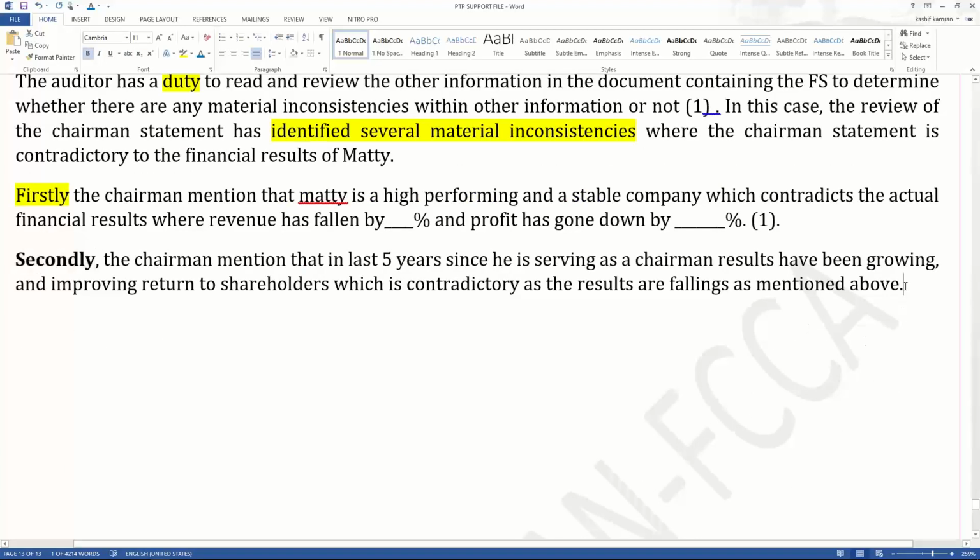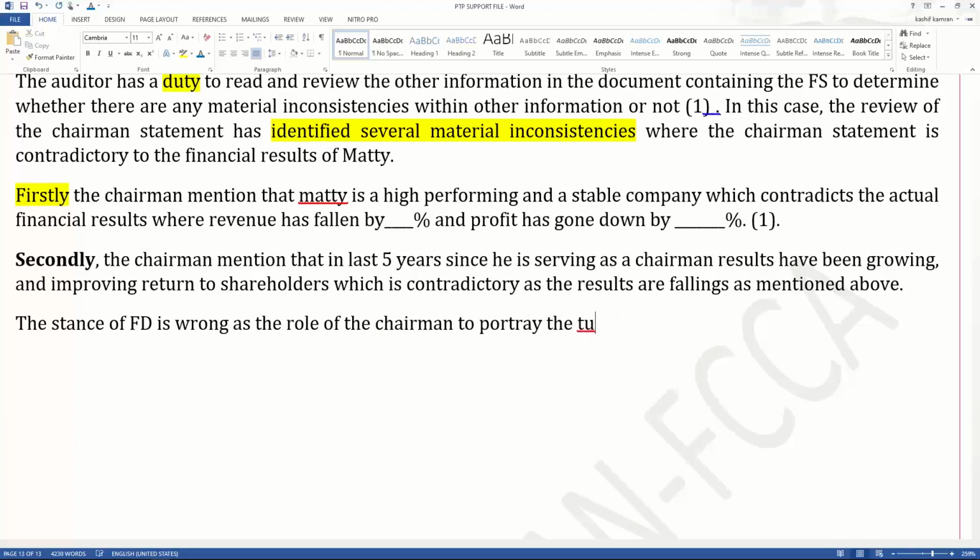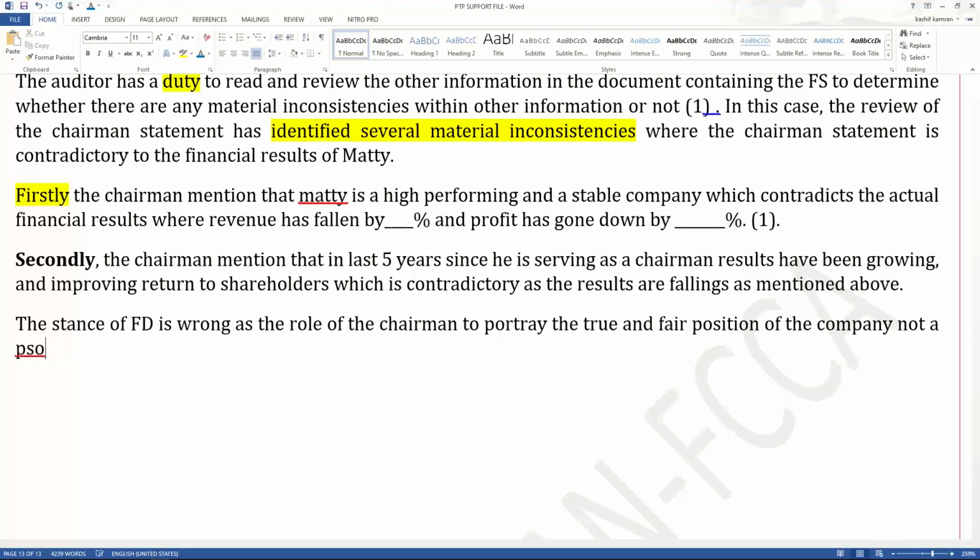Then you put the stance of the finance director is wrong, as the role of the chairman is to portray the true and fair position of the company, not a positive stance by telling misleading information to shareholders. See, you criticize, 1 mark, comment on the matter.